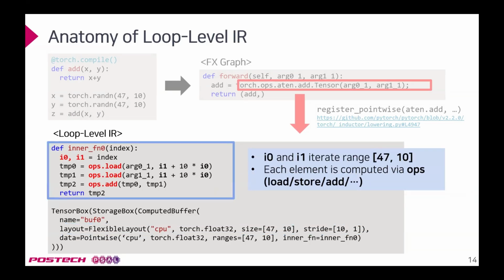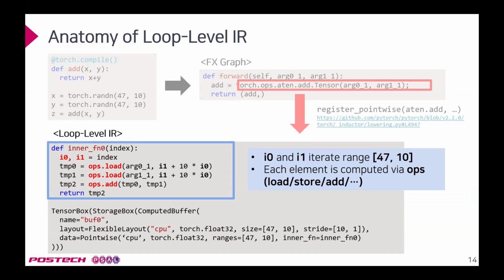Finally, let's take a closer look at the internal logic of inner FN. And this is the critical part of the process. Inner FN 0 takes an index as its input. And here, the variables I0 and I1 represent the indices within the predefined range.